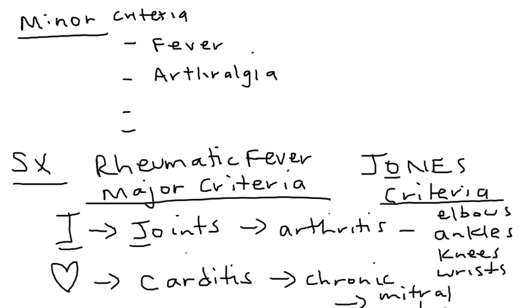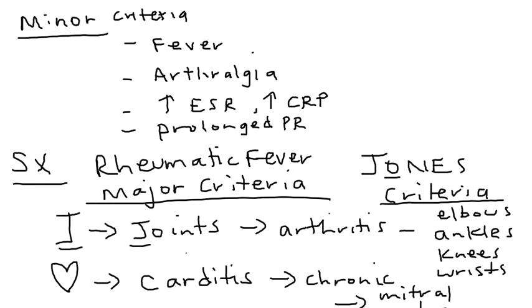The next criteria is elevated ESR, erythrocyte sedimentation rate, or elevated C-reactive protein, CRP. These are lab tests that are elevated in states of inflammation. They're non-specific indicators. The final minor criteria is a prolonged PR interval on the EKG.